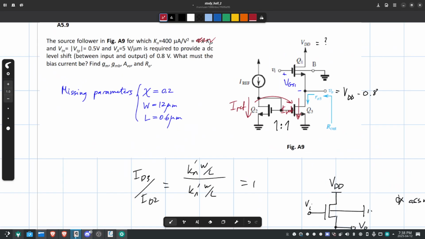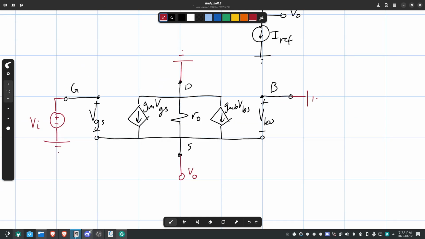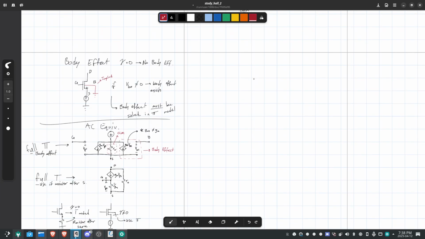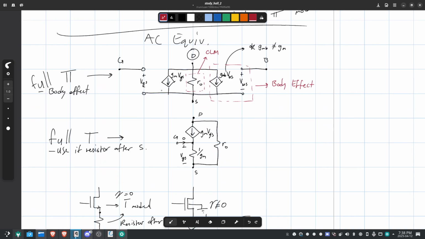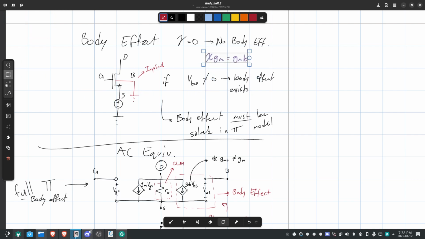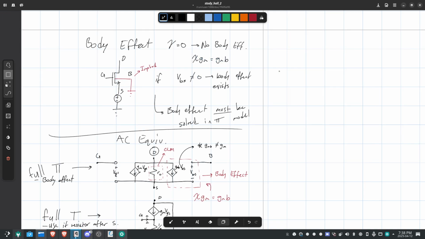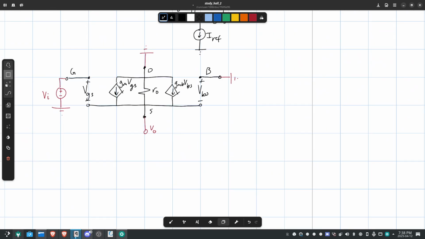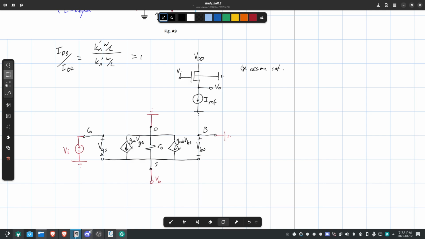So we need to find GMB, GM, and AVO. GMB, oh, I think I may have forgotten to write this down. Oopsies. Sorry. This is an important formula I forgot to write down the first time because I'm a little slow. Chi times GM is equal to GMB. Okay, VBS.